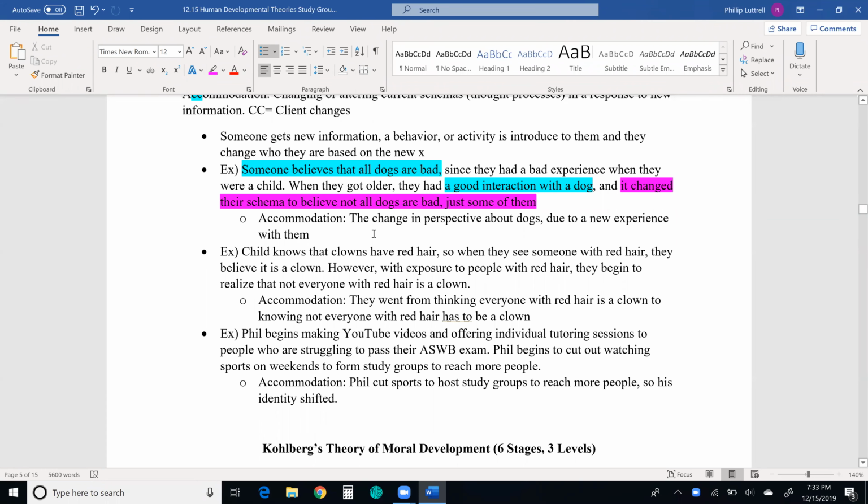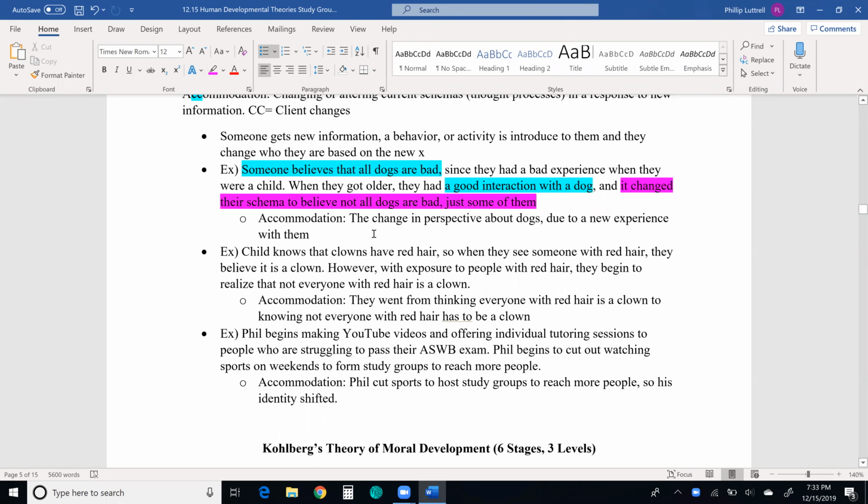So the accommodation here is Phil cuts sports out to host the study groups to reach more people, so his identity changes. So it's kind of a reverse situation here, where it was the person's presentation before and then the change. But in this situation, it's the change. So making the YouTube videos, offering the individual tutoring and study groups. So he cuts out the sports to be able to do so.